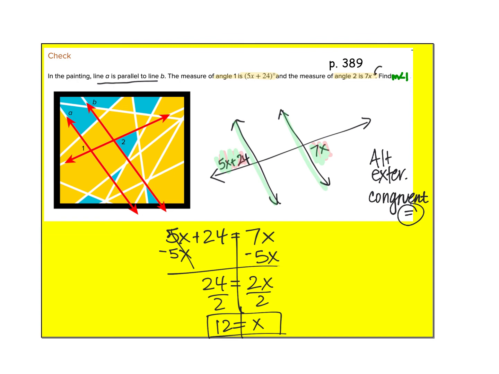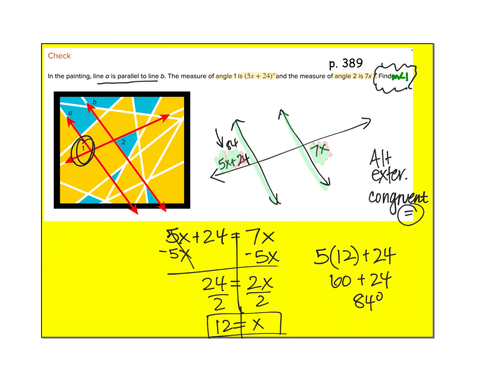The final question up here says, can you find the measure of angle 1? So I need to come back to angle 1, which is there on the picture, or right here. To find out what it measures, I'm going to do 5 times, instead of x, I'll put a 12, plus 24. If I'm going to work that out, again, you guys can use a calculator. 12 times 5 is 60, and then plus 24 gives me 84 degrees. So this angle right here measures 84.